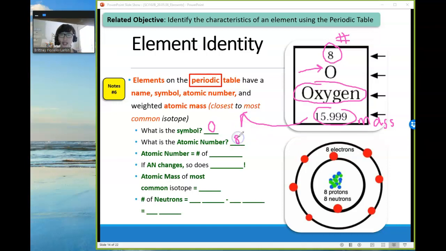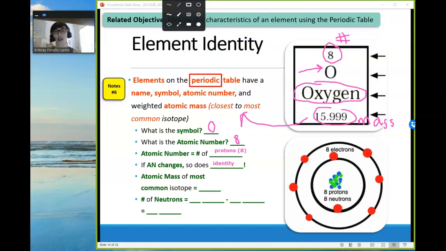Okay, now the atomic number also tells you the number of protons, which in this case means there are 8 protons in oxygen. And remember, if the number of protons were to ever change, it would no longer be oxygen. So if the atomic number changes, the number of protons changes, then so does the identity. This is extremely important, okay? The protons must always be 8 for it to be oxygen. They're gonna stay the same.